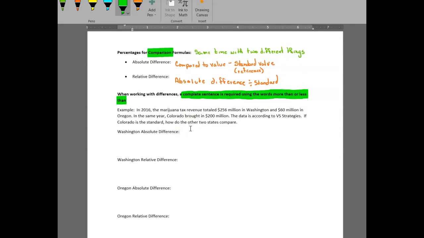So in 2016, the marijuana tax revenue totaled $256 million in Washington and $60 million in Oregon. Notice that it says in the same year, so again, the same time frame. So in the same year, Colorado brought in $200 million. The data is according to the VS strategies. If Colorado is the standard, so we're using Colorado as our reference, how do the other states compare? So we're going to do Washington first. Washington is our compare because Colorado is stated as the standard.